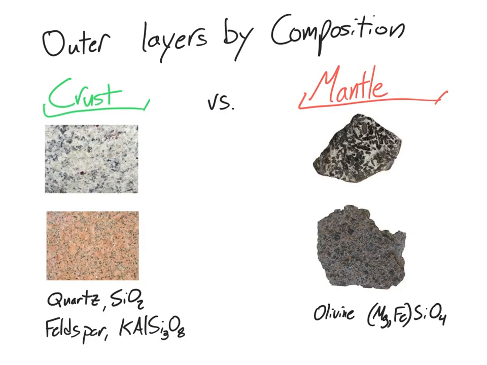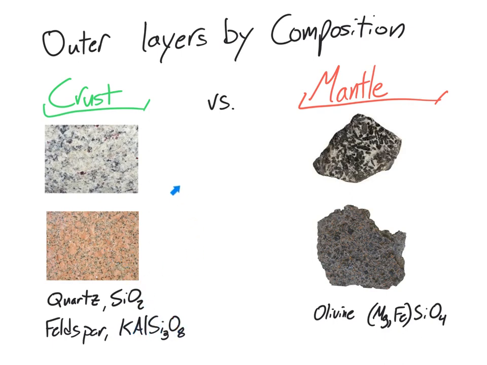So when I talk about outer layers by composition, the difference between the crust and the mantle has to do a lot with density, because when the Earth went through differentiation, we know that the denser elements went into the center of the Earth and the lighter elements went out. So when you look at rocks that are consistent with what the crust is made of, you'll see things like granites, and they'll have lots of minerals like quartz, which is SiO2, essentially the same makeup as glass, and then feldspar, which has maybe a little bit of potassium and aluminum and is really a silicate mineral as well.